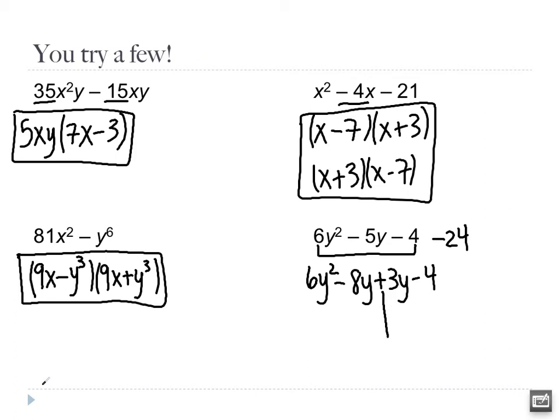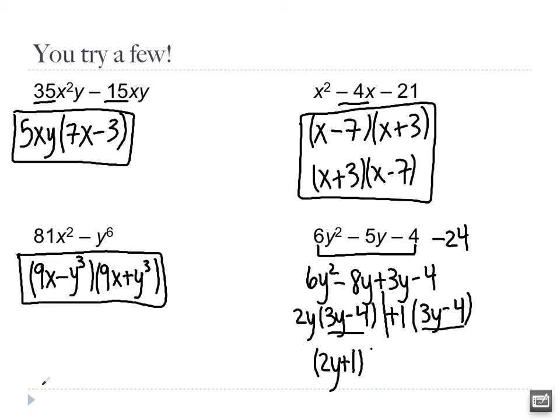Putting a line down the middle. Out of the left side, I can factor a 2y. I'm left with 3y subtract 4. Out of the right side, the only greatest common factor I have is 1. So I'm going to write that 1 out in front just so I remember it. And I'm left with 3y subtract 4. Now, my parentheses match, so I'm on the right track. Last step, the final factored form becomes 2y add 1 and 3y subtract 4.